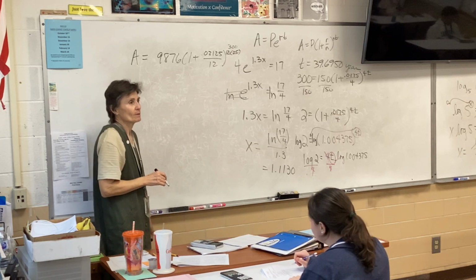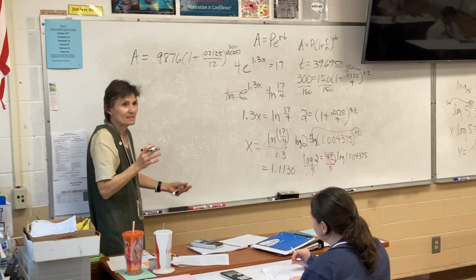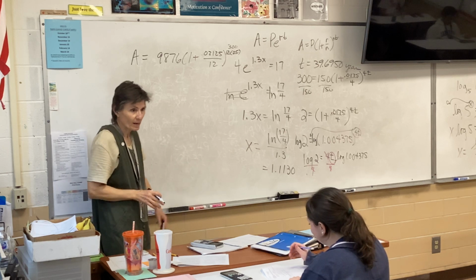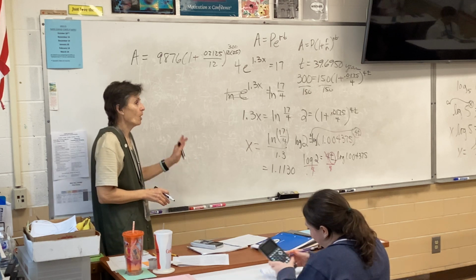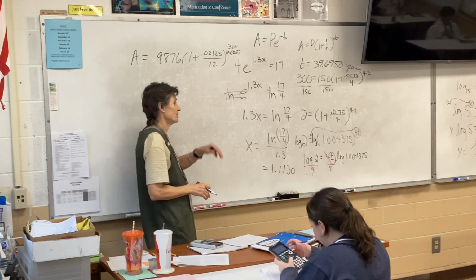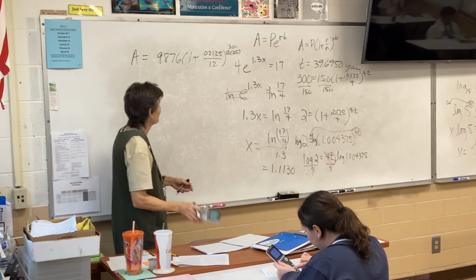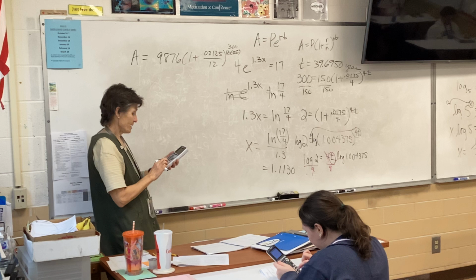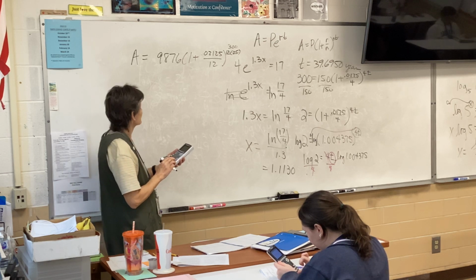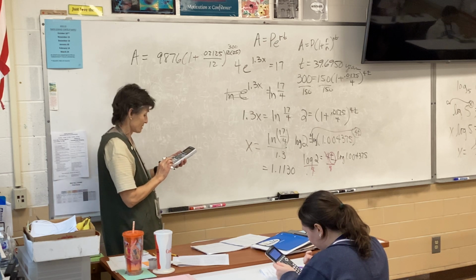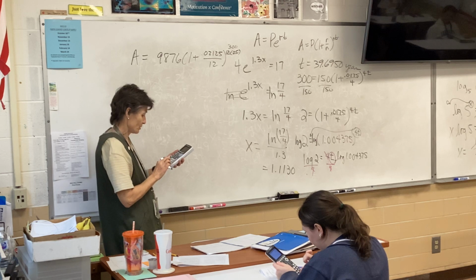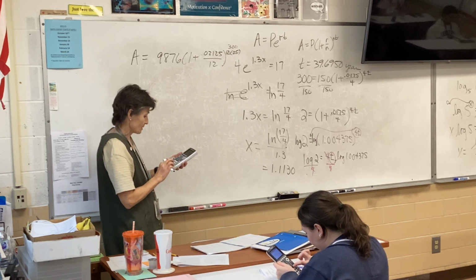This one's easy. I just type it in, right? I don't have to do logarithms, I don't have to do division. I'm just going to type it in. 9876 parentheses, 1 plus 0.02125 divided by 12, raised to the 300.